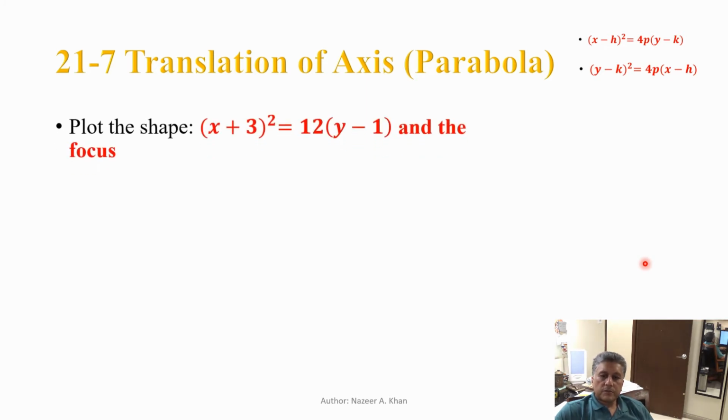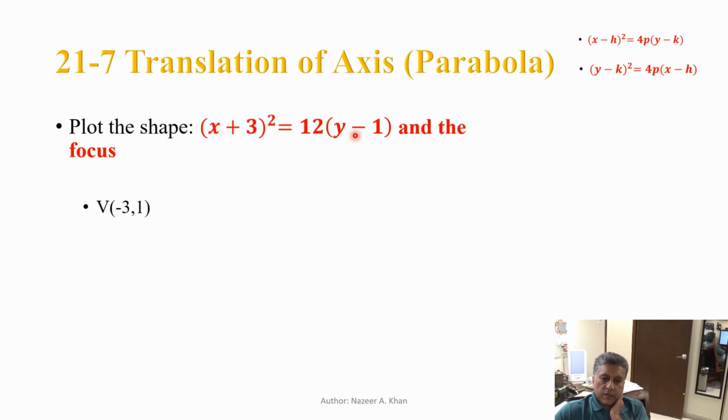Plot the shape and the focus. Same thing again and again. We are looking at our line of symmetry is going to be parallel to the y. We're looking at 12 is equal to 4p. The vertex is going to be minus 3 and plus 1. So all of that just by looking at it and understanding what these numbers mean.